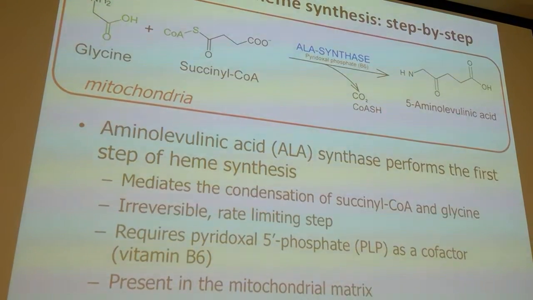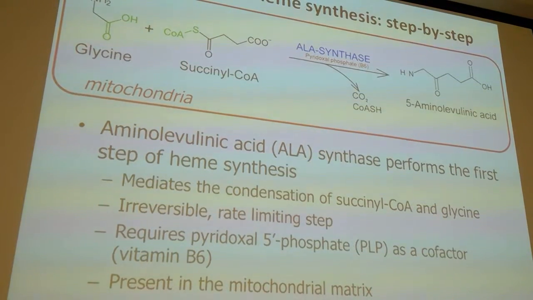So it's pulling two things together. And indeed, that's what ALA synthase does. It pulls glycine and succinyl-CoA together. So we have glycine, our amino acid, and succinyl-CoA, an intermediate in the TCA cycle. And it's taking these two molecules and synthesizing 5-aminolevulinic acid, also referred to as delta-aminolevulinic acid. This is levulinic acid here, and it has this amine group off of the 5th carbon.